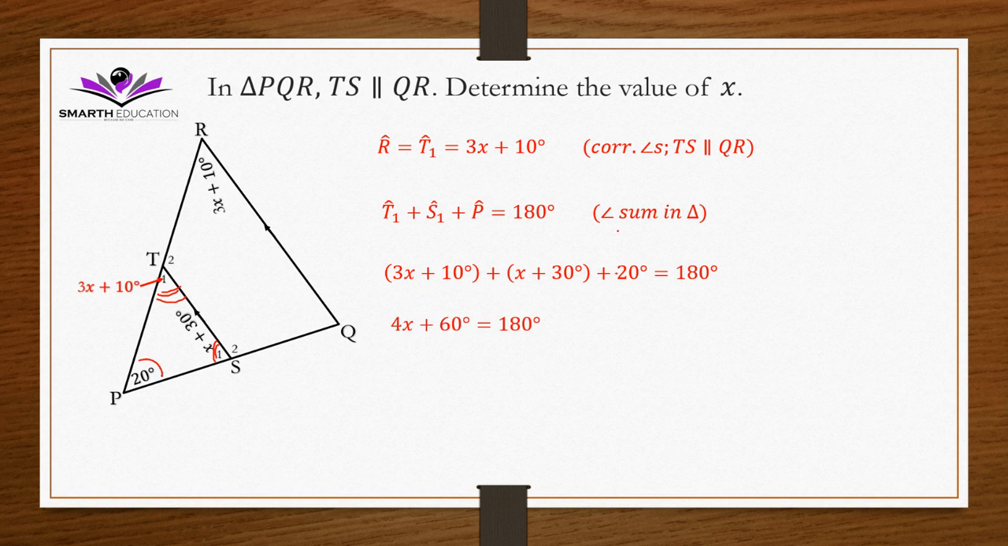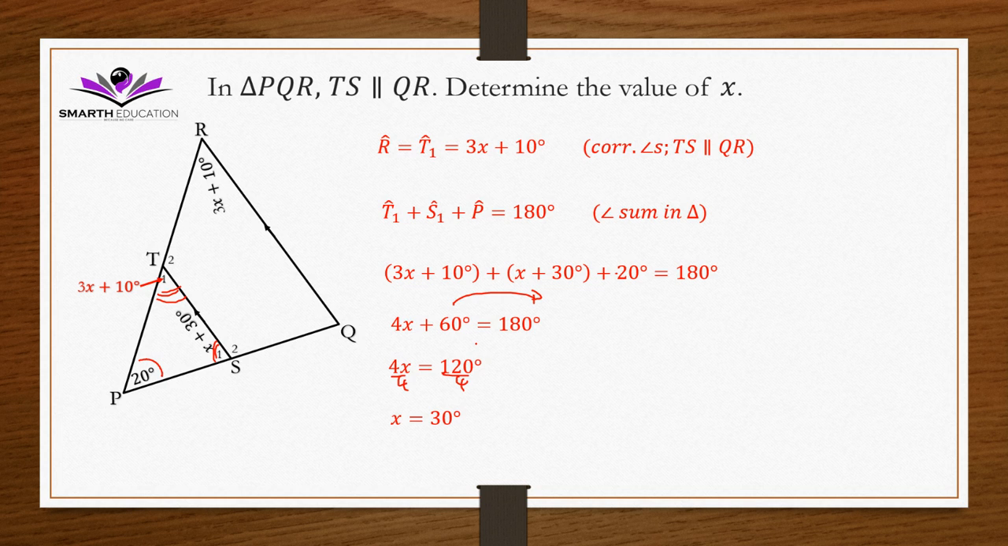Then we subtract from both sides. You see that? This 60 degrees transposes to the other side, and then 4x is equal to 120 degrees. Divide by 4 on both sides of the equation, and we get that x is equal to 30 degrees.